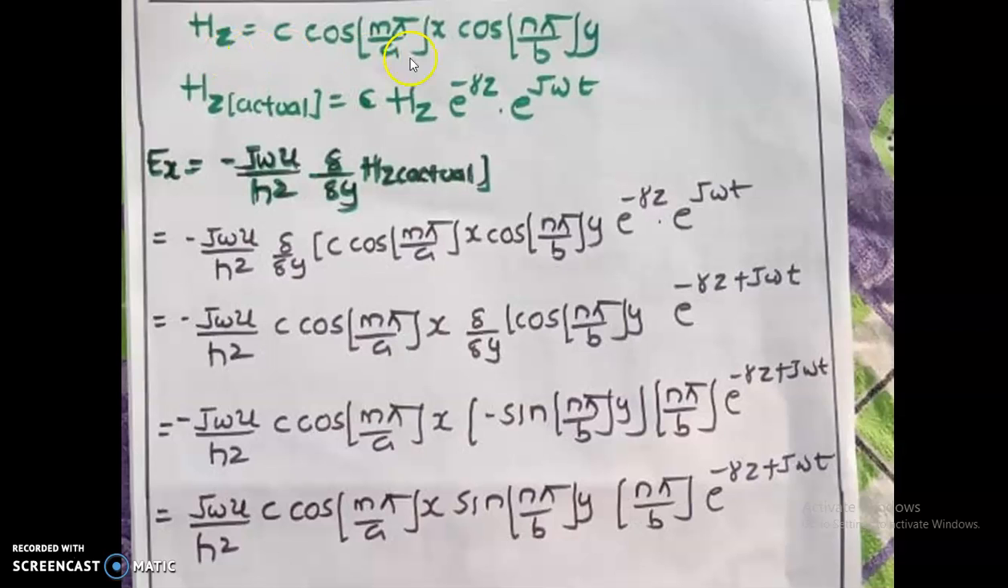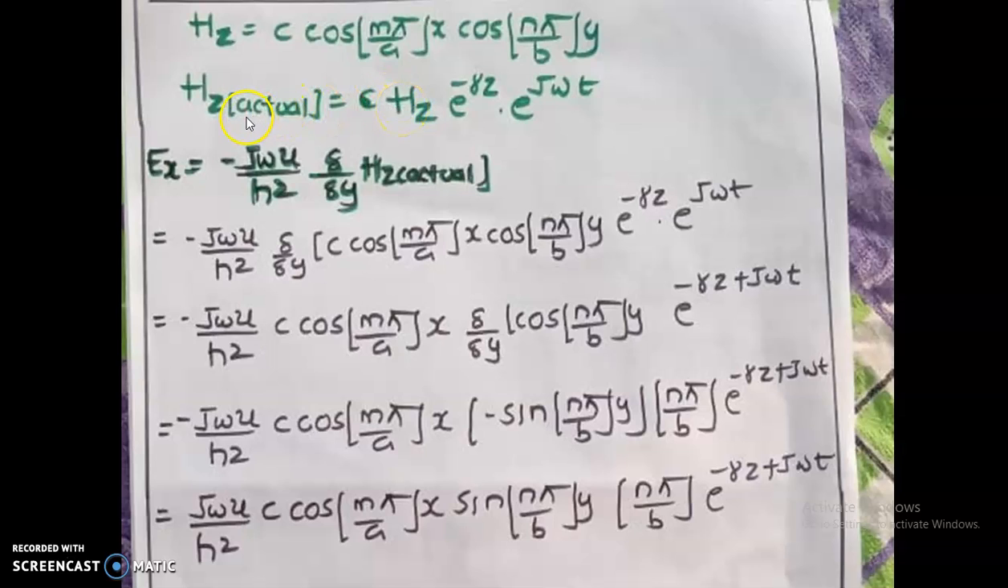But this is not the actual value for Hz. Actual means it is a concept of magnitude and propagation, where the signal is a time-varying complex exponential, and this is nothing but the direction of propagation, as I have already discussed in TM mode. So now this Hz should be substituted over here.